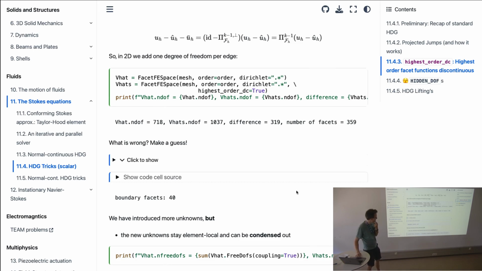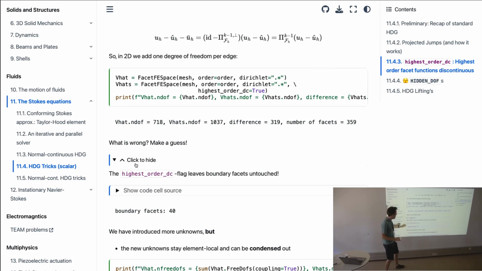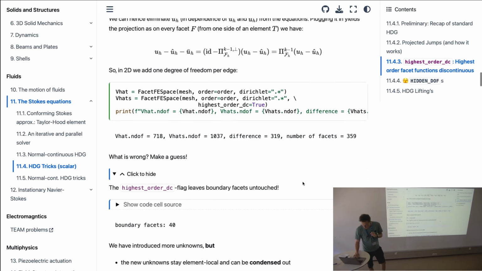Boundary, exactly. On the boundary, we don't do this, so we don't need to break up continuity, because these boundary degrees of freedom don't have any coupling costs in that sense. So here's the solution: boundary facets are untouched. Okay, good.